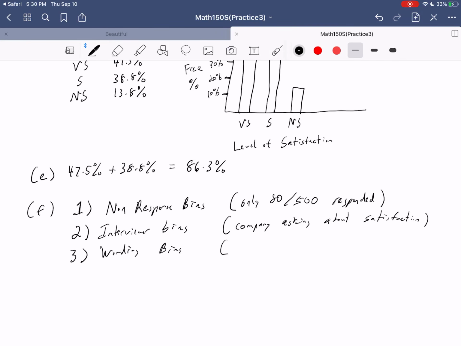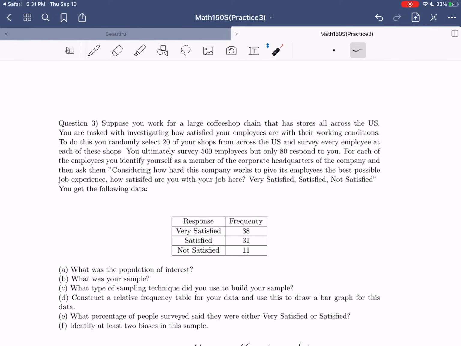That whole part where it says, considering how hard, and so on, is unnecessary and loaded language. Why would we consider that loaded language? Well, it frames the company in a positive light, saying that this company works really hard to give its employees the best possible job experience. But that might impact how people answer about the thing that we're actually trying to study, which is how they feel about their satisfaction. So it's really not a good idea to have all that unnecessary language there. You just want to ask, how satisfied are you with your job here? And then give them these choices. That would be a much better way to phrase it.